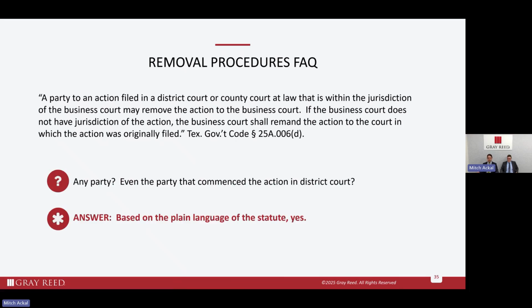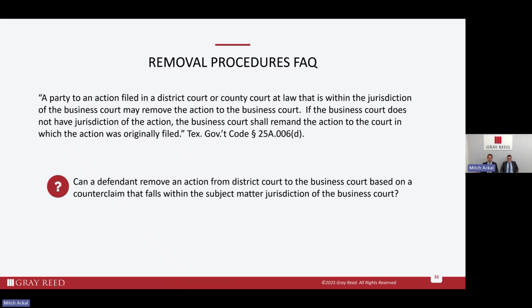And we think yes, based on the plain language of the statute. If you are, let's say, the plaintiff, and you initially filed a lawsuit in district court, and for whatever reason, you don't like the judge, you say, man, you know what, I don't want to be here. You could conceivably remove your own case from district court to the business court, whereas in the federal system, only the defendant can remove.